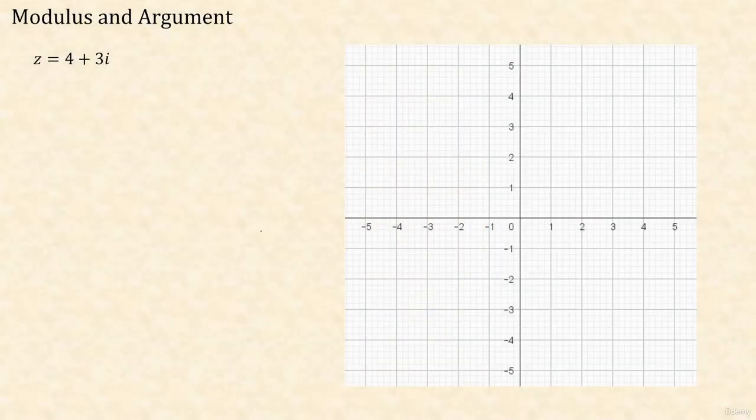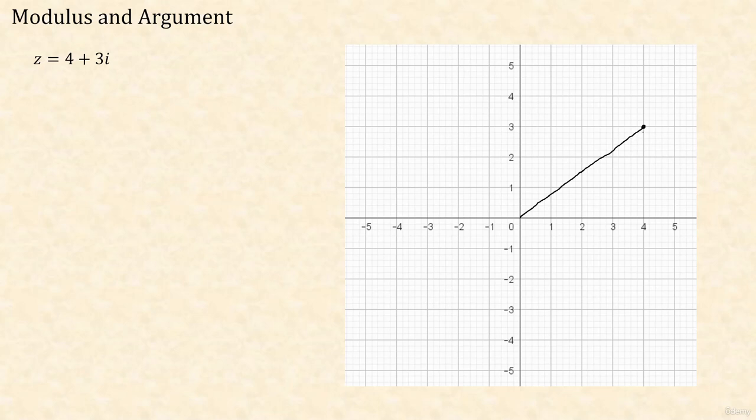So let's take this complex number and represent it on the Argand diagram. So it's 4 plus 3i, so 4 along and 3 up. So it goes here. Two things that it's useful to know about a complex number are the modulus and the argument. So the modulus is simply the length of the complex number when represented on an Argand diagram. It is just the length of this line.